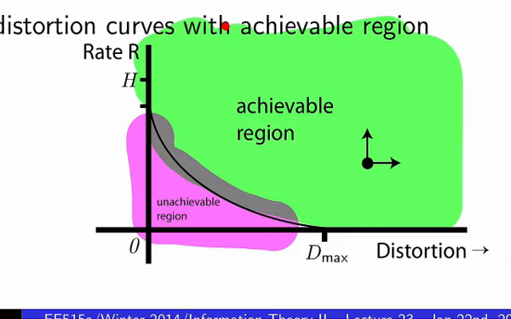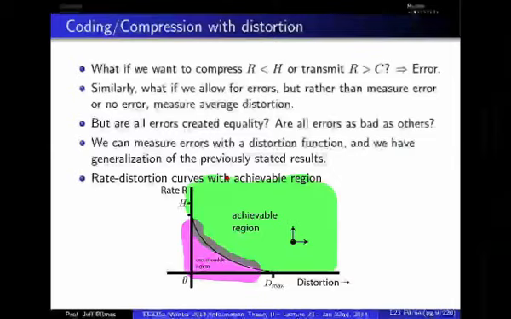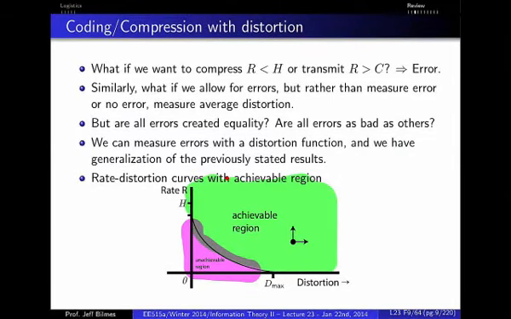And of course, it doesn't make sense to talk about negative distortions or negative rates. We're only talking about the positive orthant here. So, any questions about this general setup? Because if this isn't clear, nothing will be clear to you. Raise your hand if this is clear. Good, everybody, this is clear.